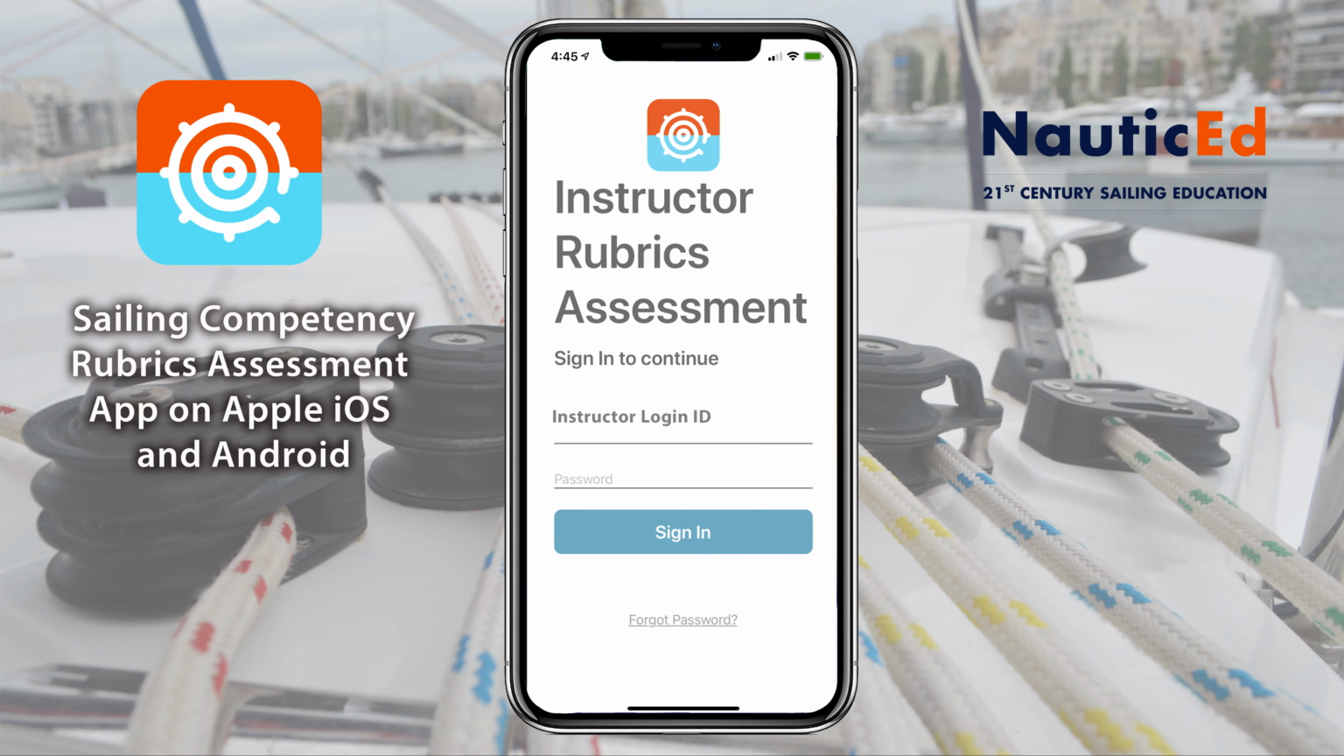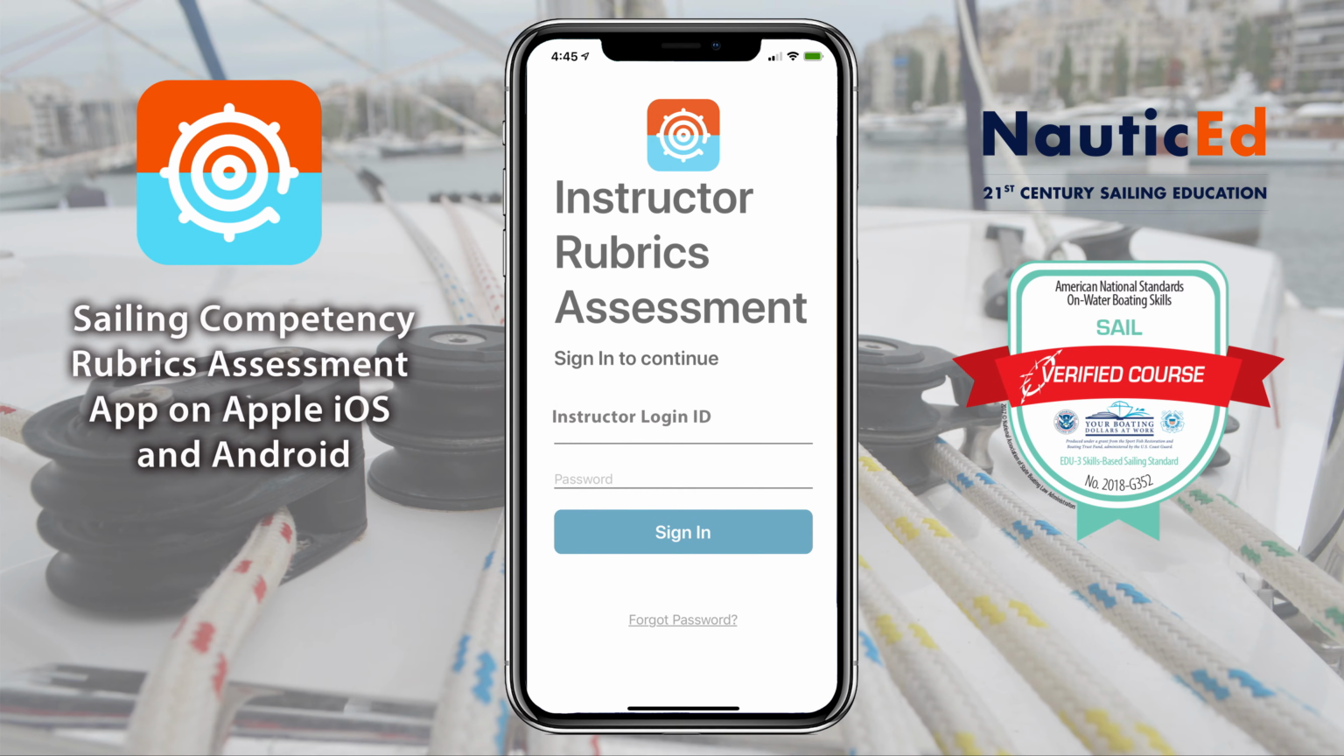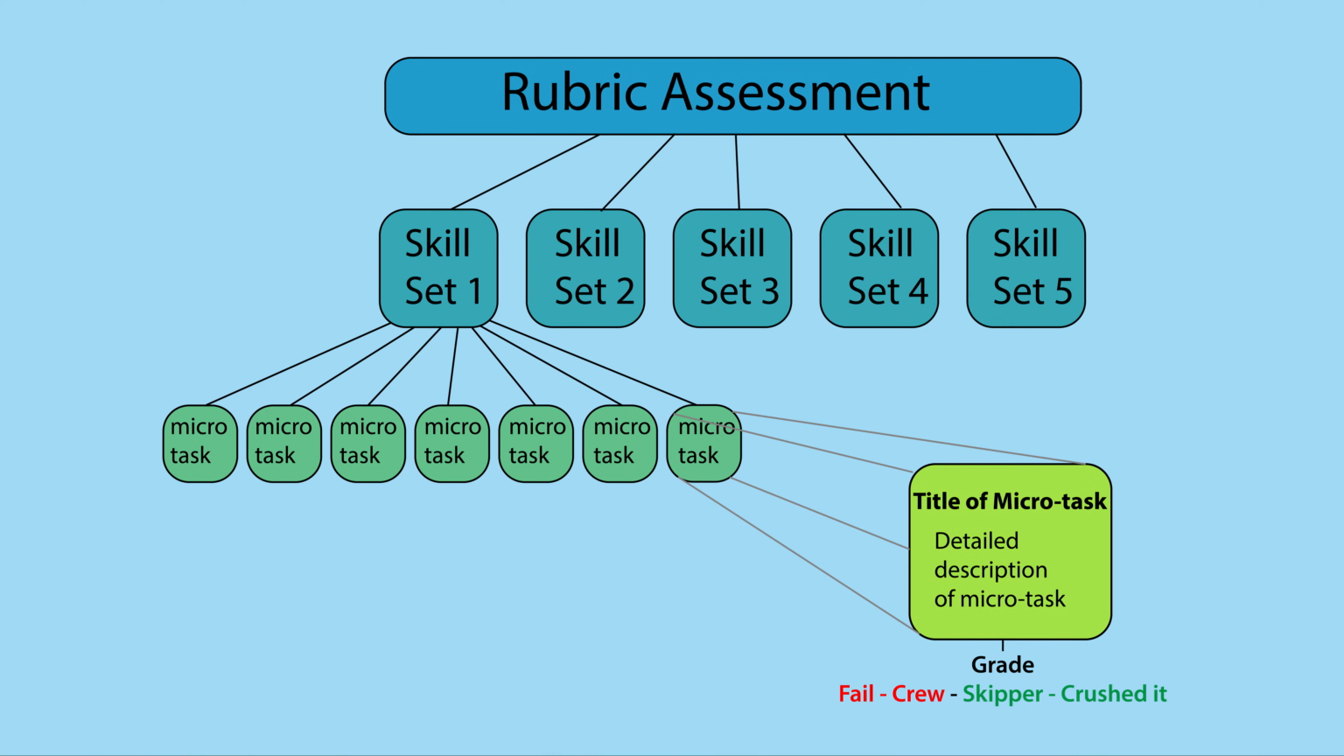As you know, the rubrics that were designed by the United States Coast Guard for sailing training and assessment have been implemented into the American national standards, and so NauticEd adheres to that standard very, very well, we might say. And again, just a quick description of what a rubric is. There's a rubric assessment, and that might be something like a skipper small keelboat assessment, or bareboat charter assessment, or catamaran assessment, something like that.